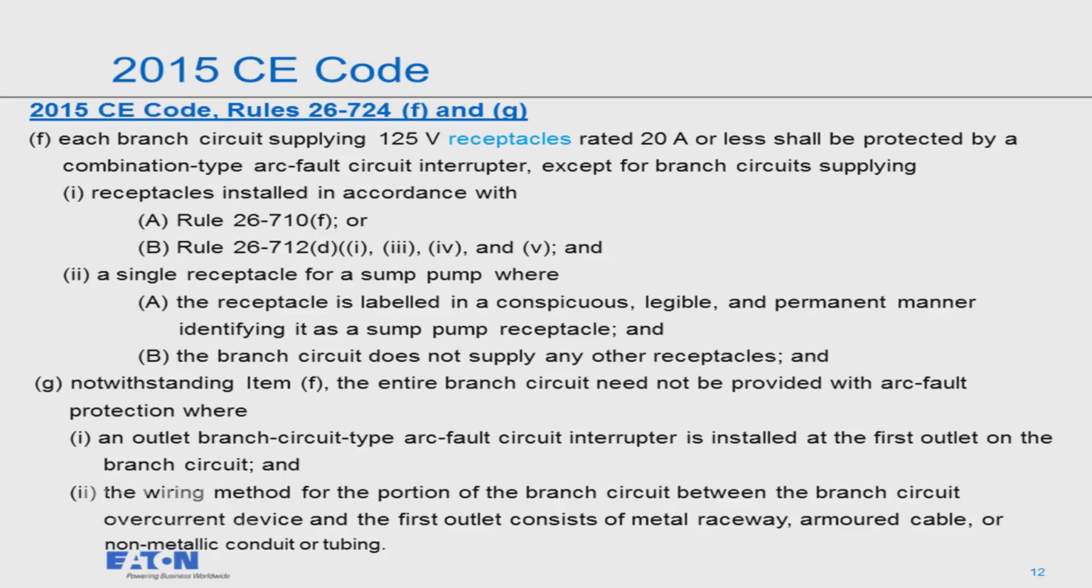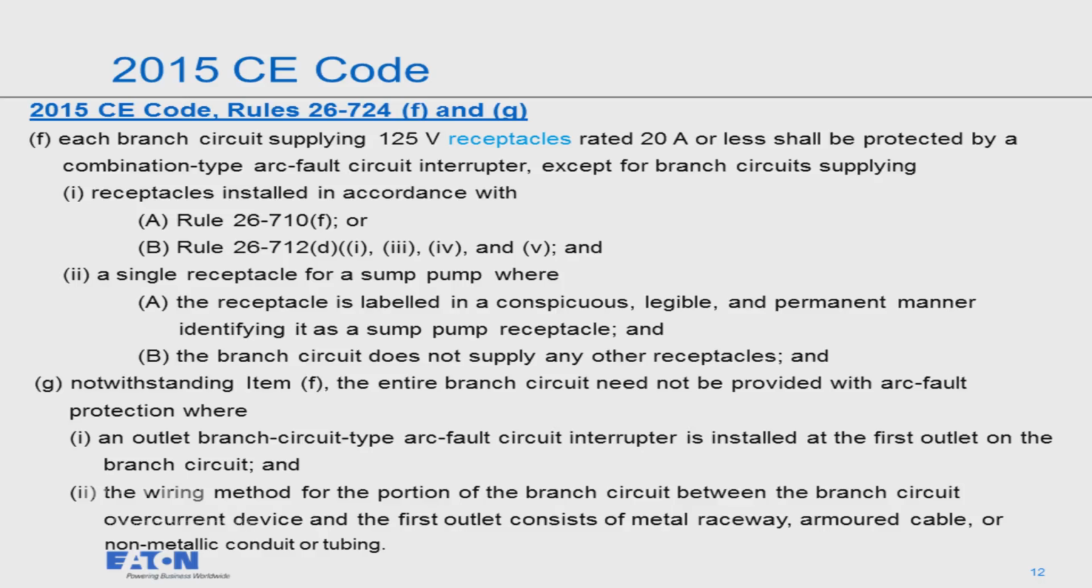Some pumps are also excluded, provided they're on an independent circuit. If that is the only device on that circuit, then you don't need to use an arc fault circuit interrupter on it. So there are a few exceptions where you don't need to use them that you'll need to get up on. Notwithstanding this, it's also introducing a new device that's now written into the code: an outlet branch circuit type arc fault circuit interrupter.